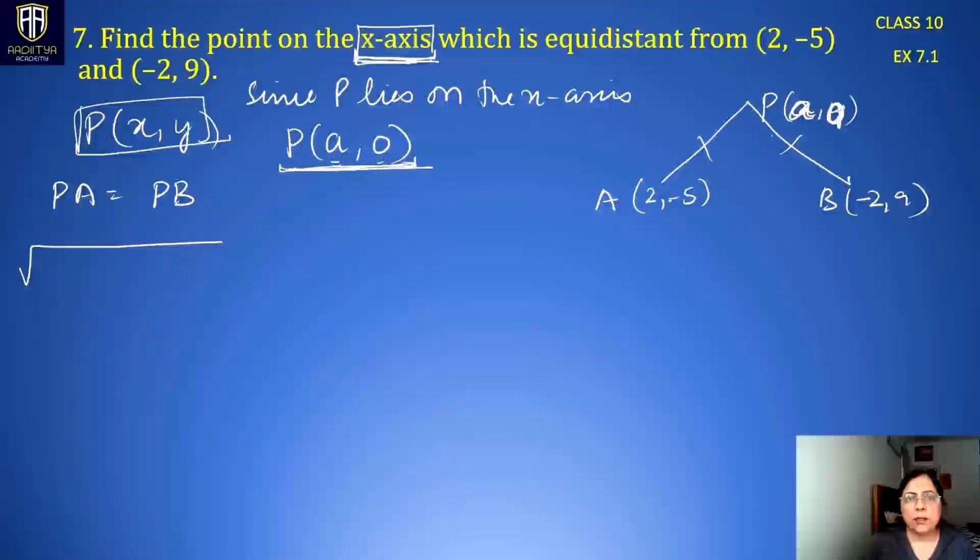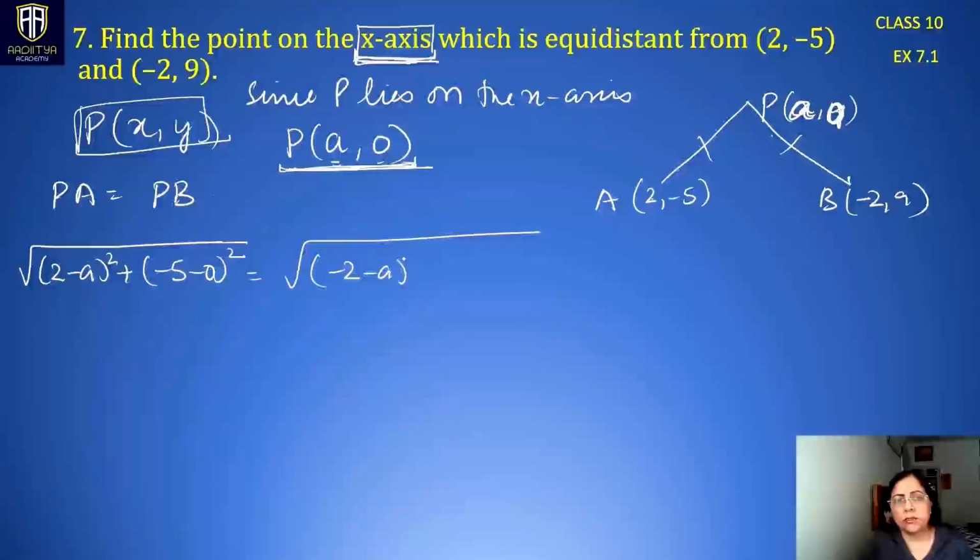PA is the square root of 2 minus a whole square added to minus 5 minus 0 whole square, right? PB is the square root of minus 2 minus a whole square added to 9 minus 0 whole square. So this is the whole expression that we have got from the given things.